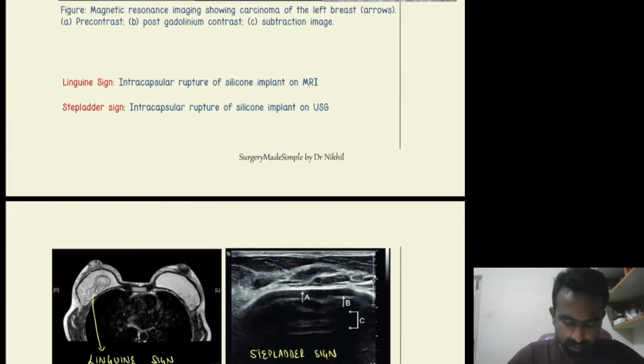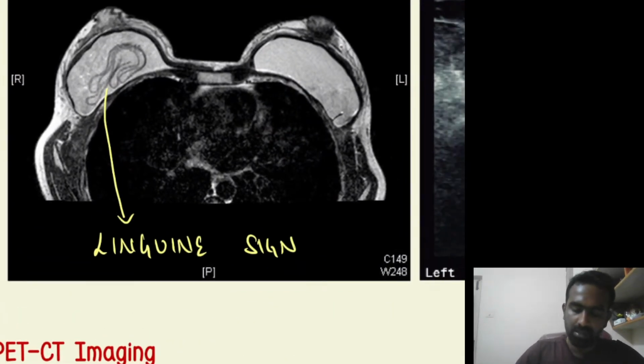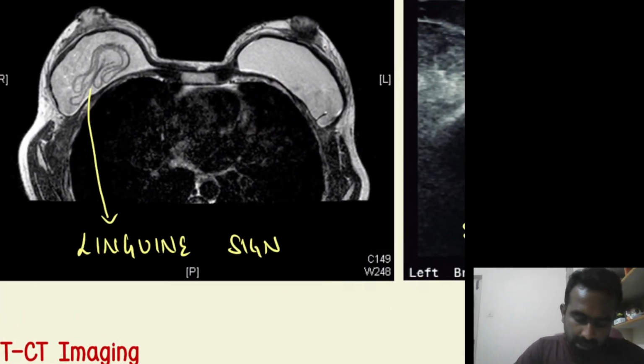These are MRI images, and the linguine sign. See, can you see this? Linguine sign, intracapsular rupture. There is collapse of this implant. This is called the linguine sign.